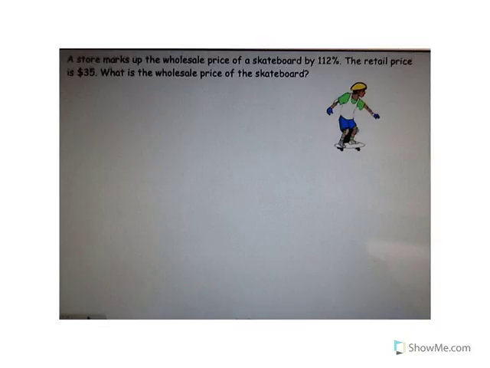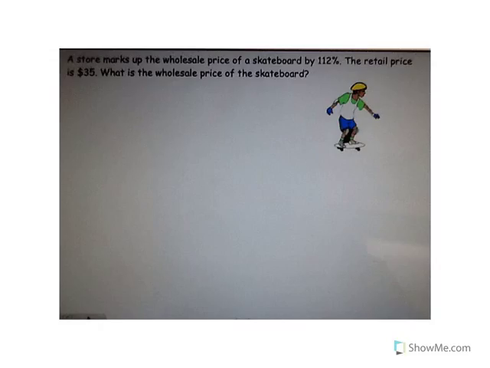So last problem here. A store marks the wholesale price for a skateboard up by 112%. The retail price is $35. What is the wholesale price of the skateboard? Similar sort of problem here. Again, let's figure this out. So the store marks the wholesale price of a skateboard up by 112%.